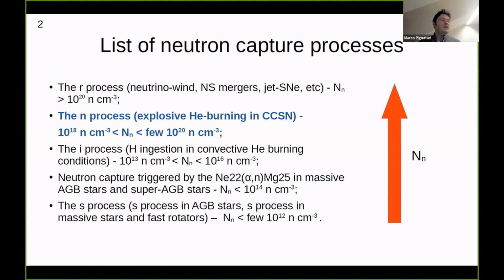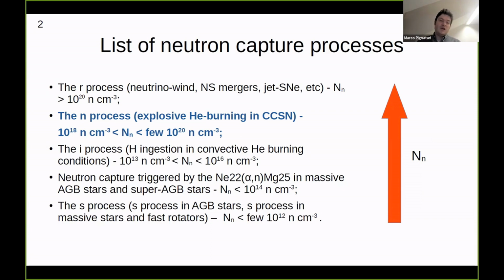But in between, it's not that in stars there is nothing. It's not that other processes with intermediate neutron density are not happening in stars. The neutron source Ne22(alpha,n) can power, in massive AGB stars and super AGB stars, neutron density higher than in the lower mass AGB stars. They can go up to almost 10 to the 14 neutrons per centimeter cubed. And then between 10 to the 13 and up to 10 to the 16 neutrons per centimeter cubed, there is the intermediate neutron-capture process, or I process.